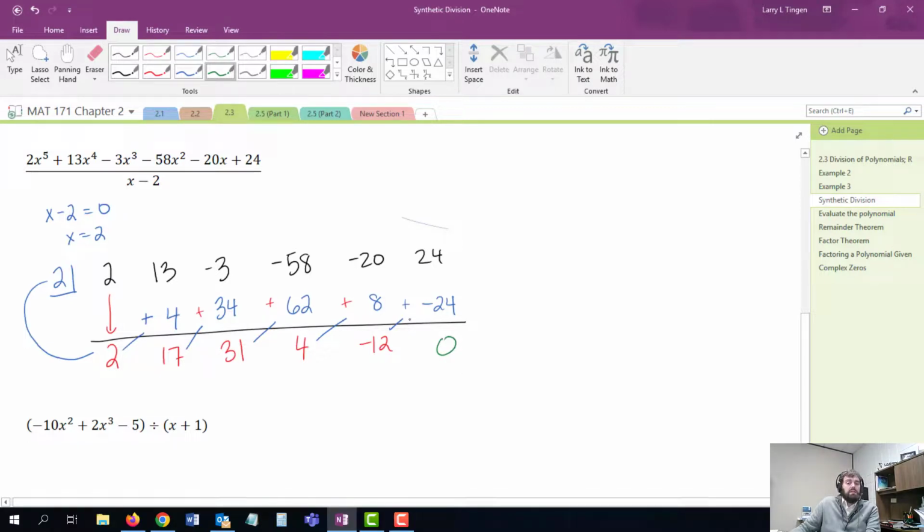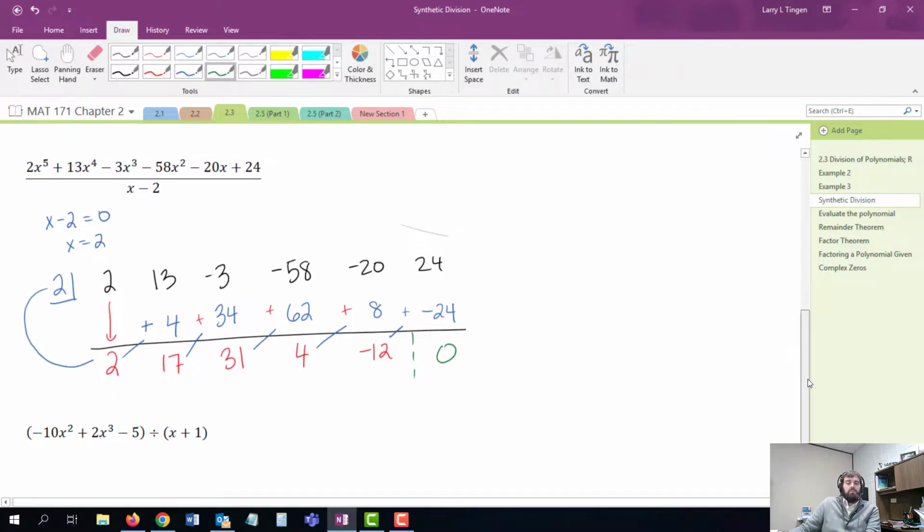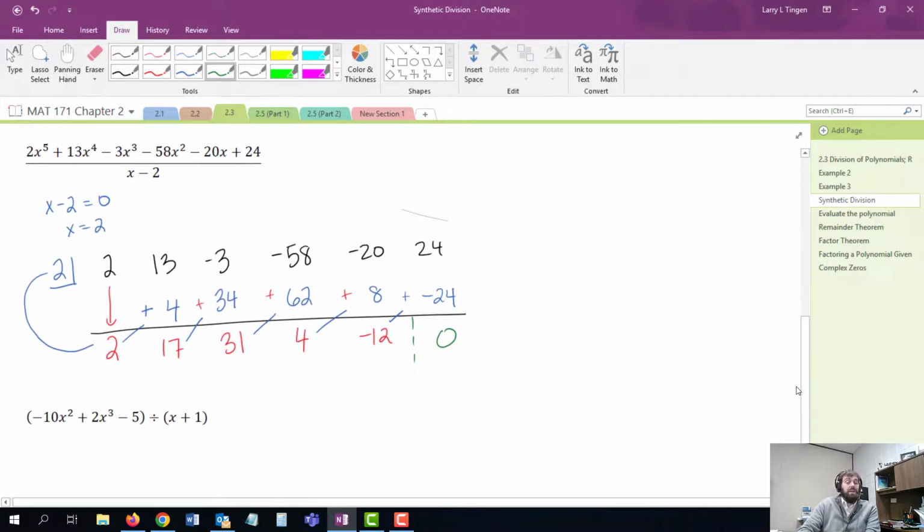Now, when you do these, I didn't do it for the first one, but remember that last number from your synthetic division is the remainder. So a lot of times you'll see where they put a little dotted line, and that divides up what the red numbers are the quotient, and then the green number is the remainder. So what did I find? Well, what is the quotient here?